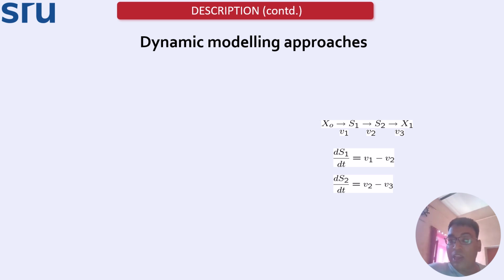Suppose S1 is produced at 5 mg per liter, but 2 mg per liter is utilized immediately after it is produced. That means the net production rate is only 3 mg per liter, 5 minus 2. Likewise, for S2, dS2/dt is V2 minus V3, since V2 is the rate at which it is produced, and V3 is the only rate at which X1 is getting produced. So the X1 production rate is only V3.